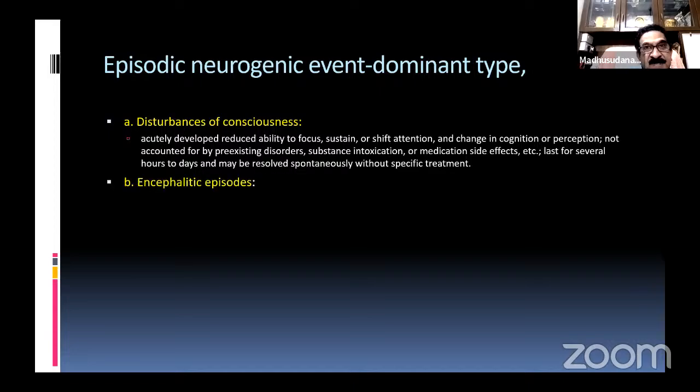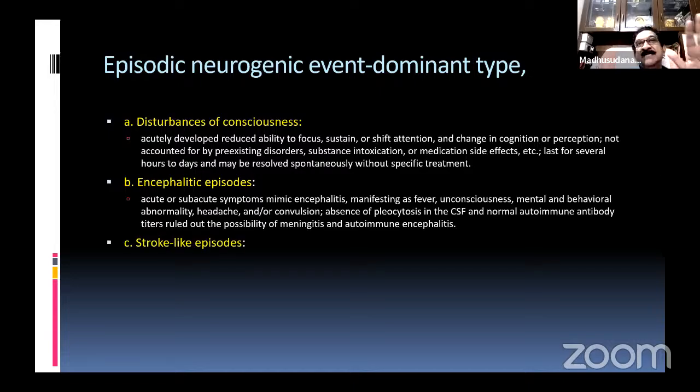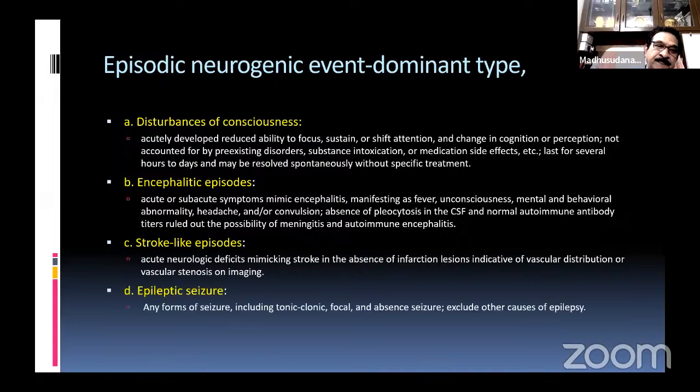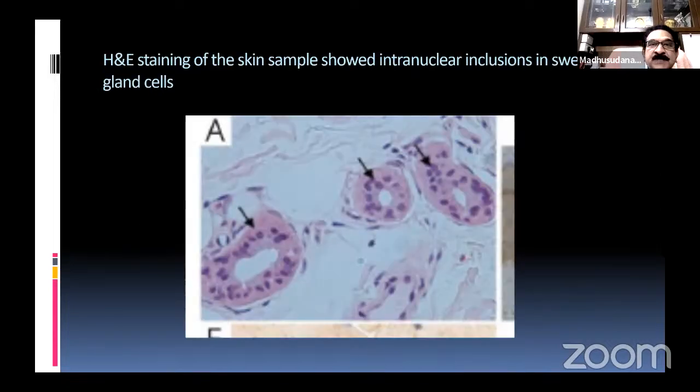They can present with encephalitic episodes and stroke-like episodes. Our last patient had a stroke-like, vertebral territory stroke. Acute neurological deficit mimicking stroke, in the absence of infarction lesions indicating vascular distribution or vascular stenosis on imaging, or they can present with epileptic seizure-like episodes, episodic headache. And a skin sample should show intranuclear inclusions.